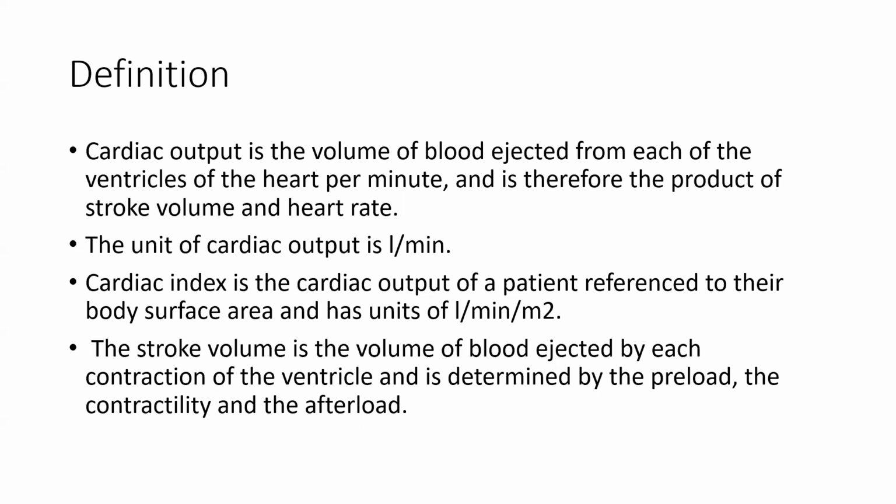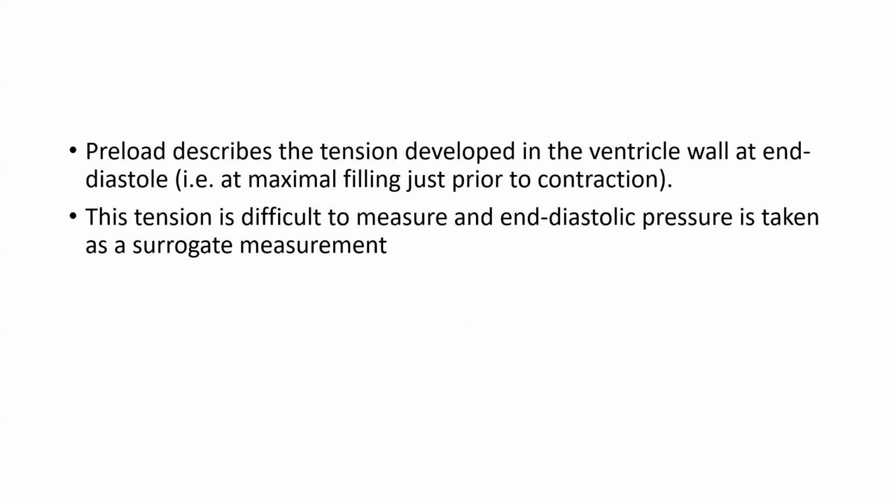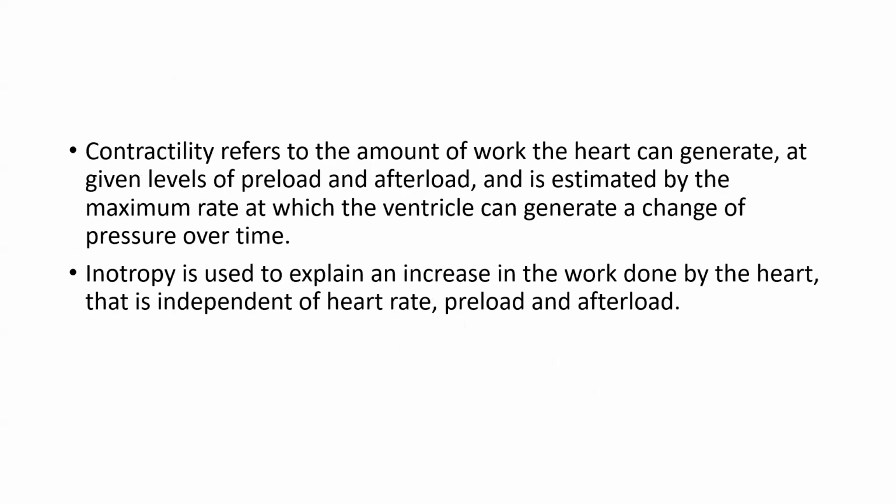Stroke volume is the volume of blood ejected by each contraction of the ventricle and is determined by the preload, the contractility and the afterload. Preload describes the tension developed in the ventricle wall at end diastole. The tension is difficult to measure and the end diastolic pressure is taken as a surrogate measurement. Contractility refers to the amount of work the heart can generate at a given level of preload and afterload, and is estimated by the maximum rate at which the ventricle can generate a change of pressure over time.